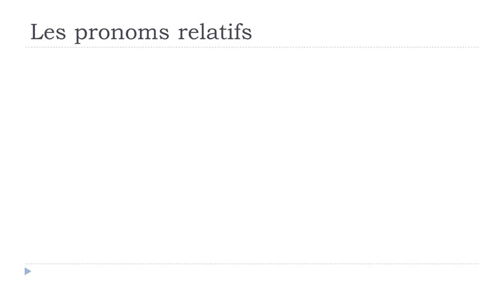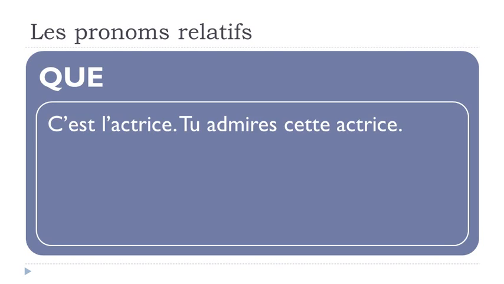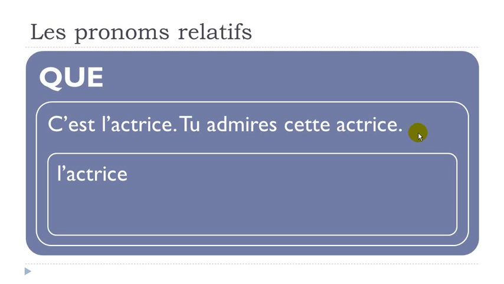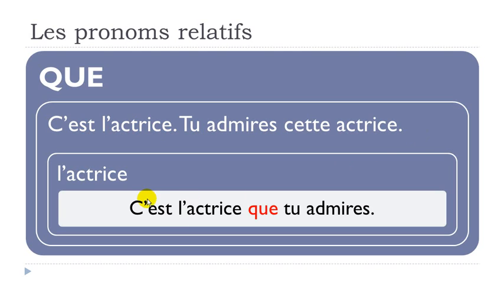Okay, now let's have a look at the same thing, but at the feminine. C'est l'actrice, tu admires cette actrice. Okay, so exactly the same sentence, but it's the feminine form. C'est l'actrice, tu admires cette actrice, okay? We don't want to repeat actrice, obviously. Then we get c'est l'actrice que tu admires. All right? So same concept, same structure, no problem.